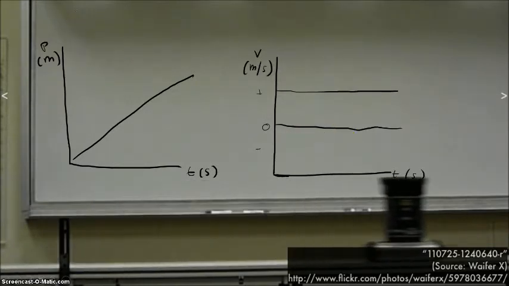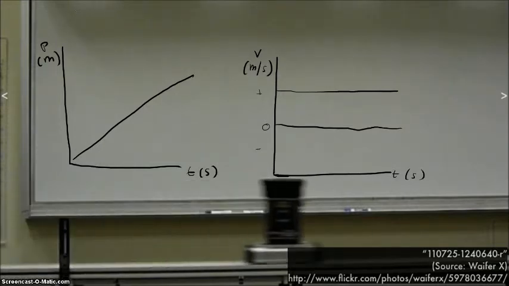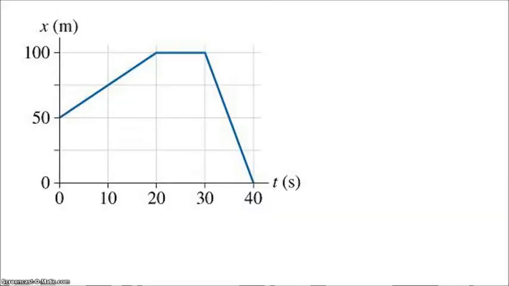And that's not so bad when you're working with an object moving in one direction that only has a constant velocity. But what happens when we make it a little more complicated? Like say this position time graph. So here's a position time graph, and let's give it a scenario.